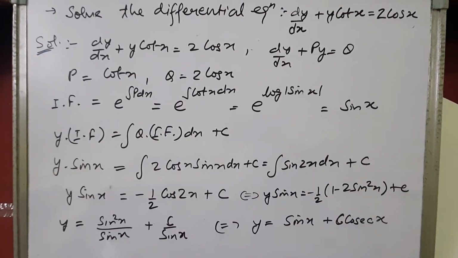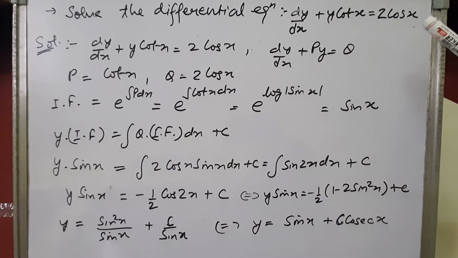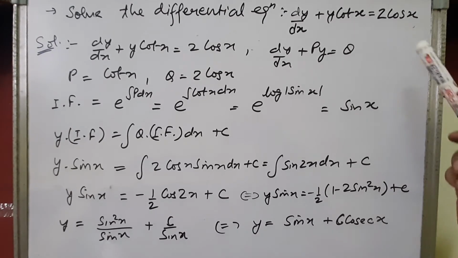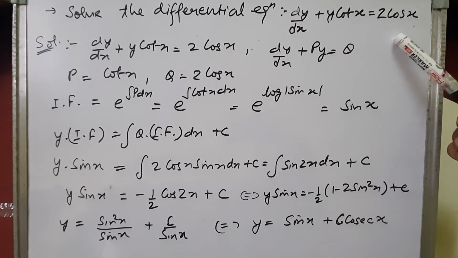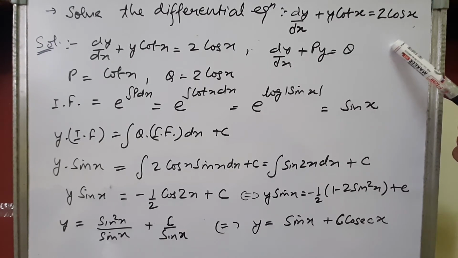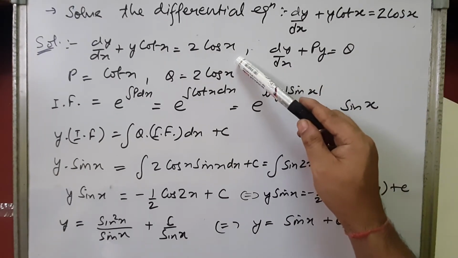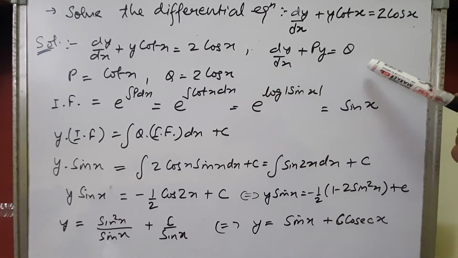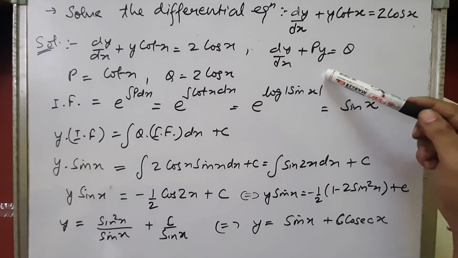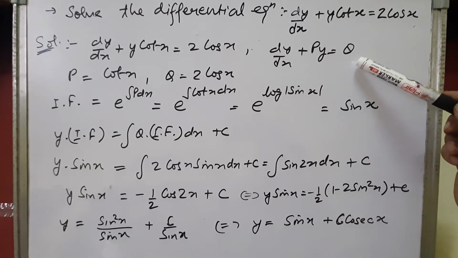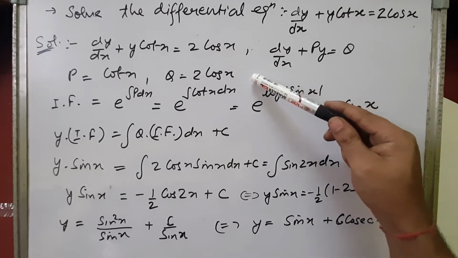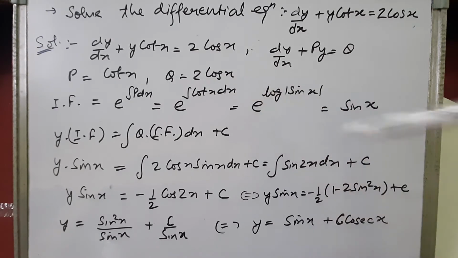Okay, children, let's see another sum. Now here it is given that solve the differential equation dy by dx plus y cot x equals to 2 cosec x. Alright. Okay, let's see the solution now. When we compare the given linear differential equation to the standard form that we know, dy by dx plus py equals to q, to find the value of p and q, we will get the value of p as cot x and q as 2 cosec x.